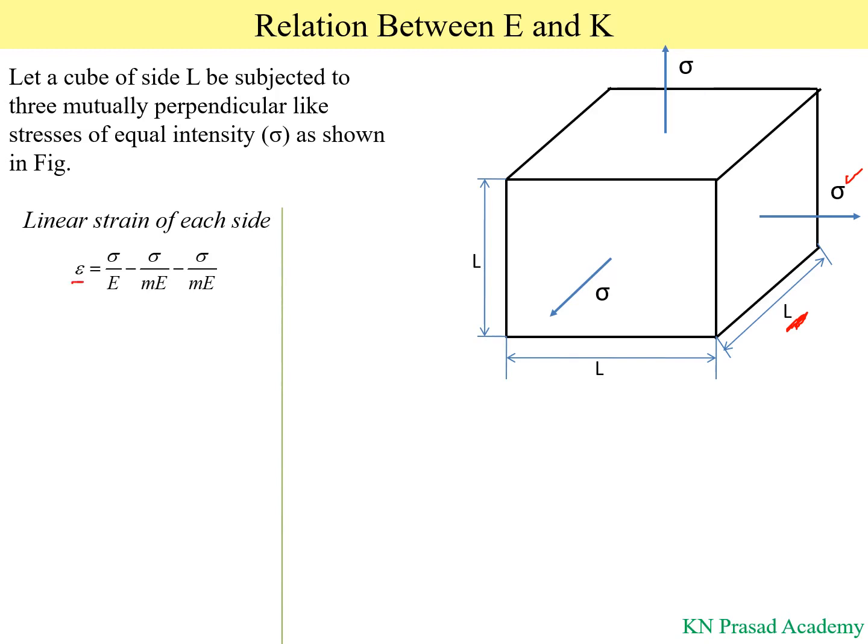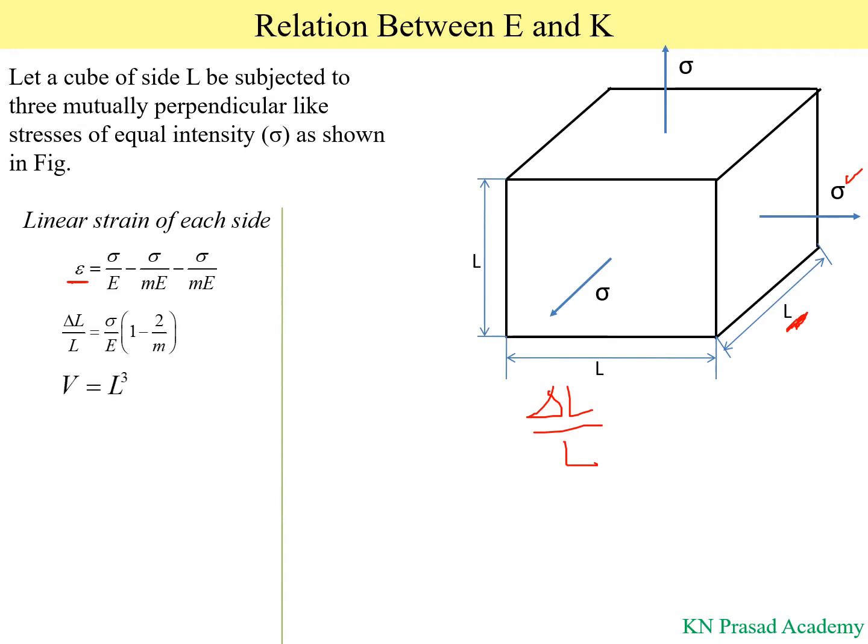We know that the linear strain for the cube is nothing but the change in length divided by the original length. So we write delta L by L equals, taking sigma by E as common, this equation becomes delta L by L equals sigma by E into 1 minus 2 by m.